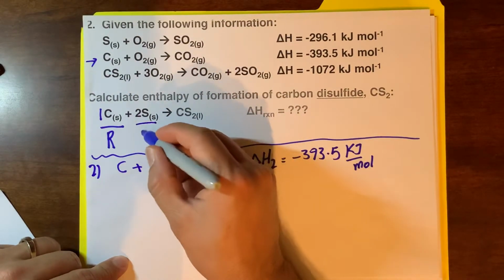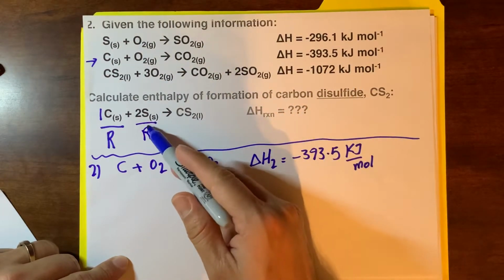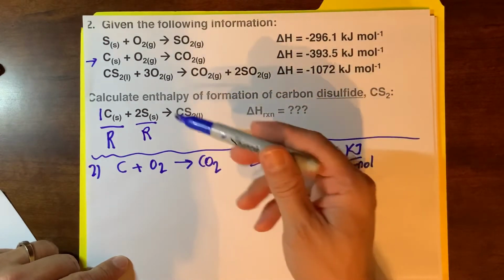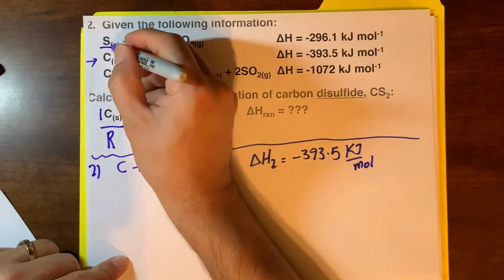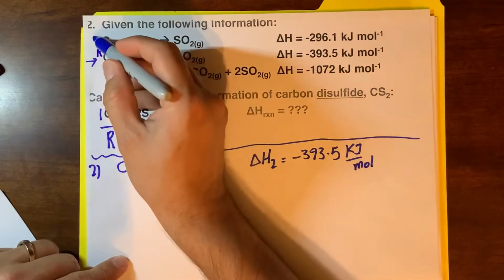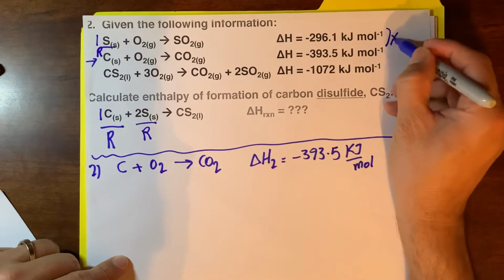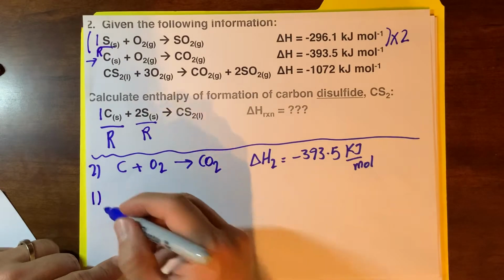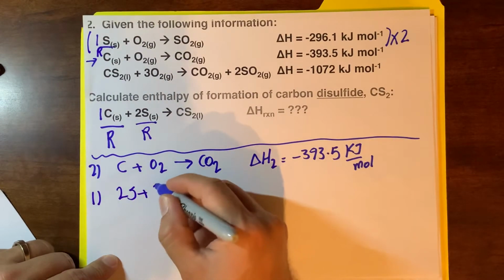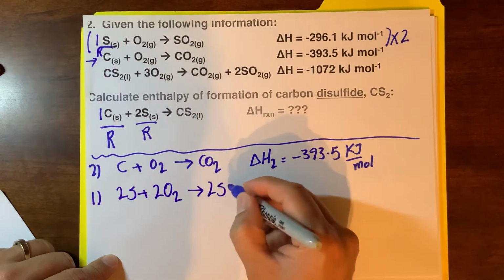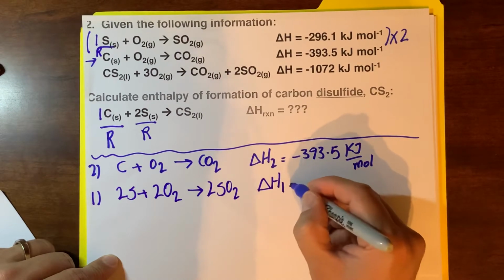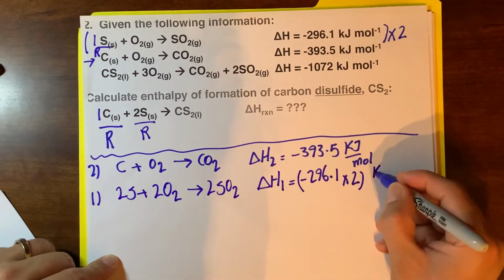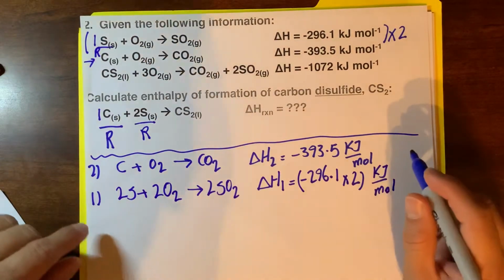Okay. Next, we go with the sulfur reactant. We need 2 moles of sulfur on the reactant side. Find sulfur. The only source for sulfur is the first reaction. And the first reaction has sulfur on the reactant side, but only one. We need 2 of them. So what we need to do is multiply this reaction by 2, the entire reaction by 2, including the delta H. So the first reaction, I'm going to multiply it by 2. I get 2 S plus 2 O2, and then I get 2 SO2. Delta H of the first reaction is going to be minus 296.1 multiplied by 2, unit kilojoule per mole. Okay, so we got this reaction.